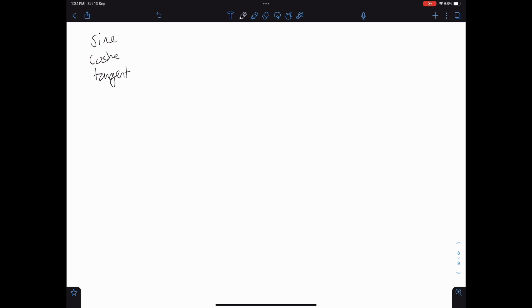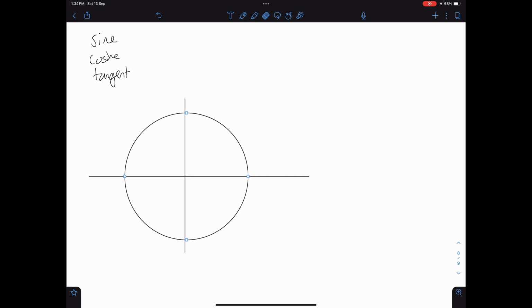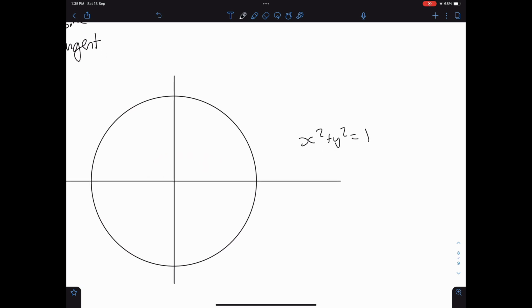Obtuse, reflex, even beyond that, and also negatives. So let's get into it. If I draw up a set of axes, and then I draw a circle, and so I've drawn that circle on the axes, and I'll tell you that the equation for that circle is x squared plus y squared equals 1. So that means it's got a radius of 1, and it's got a centre of 0, 0.